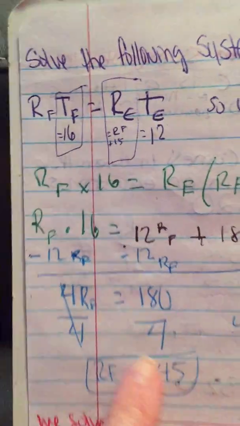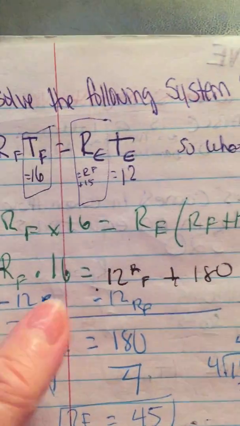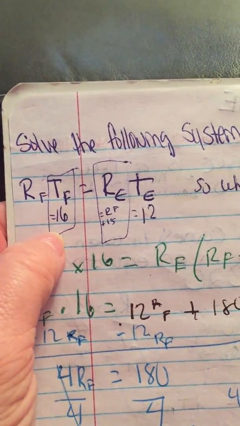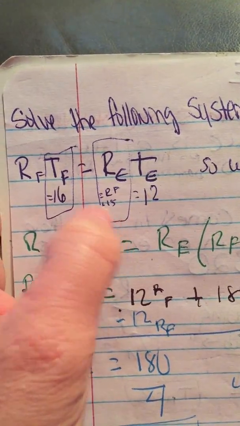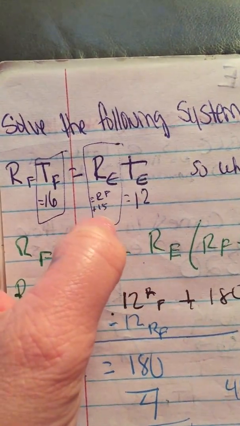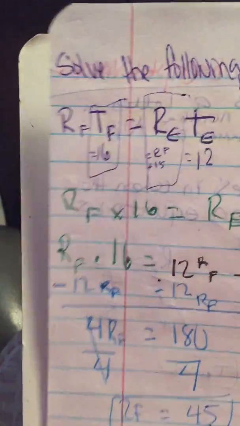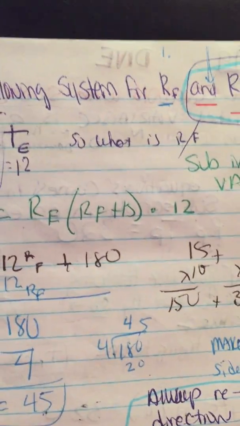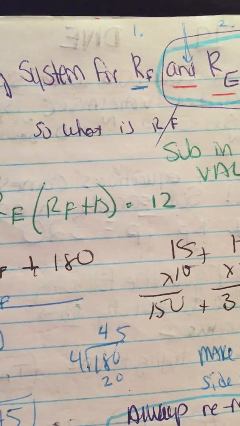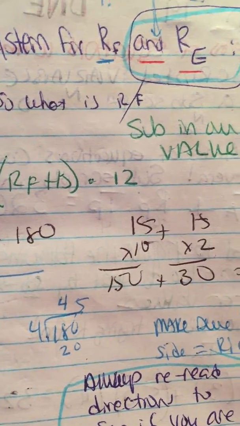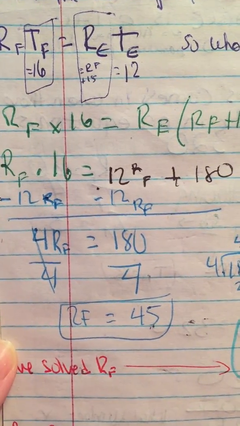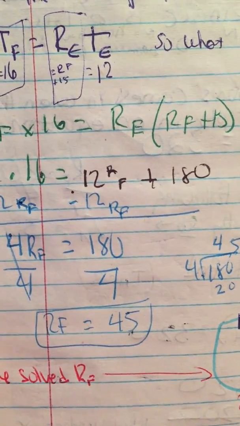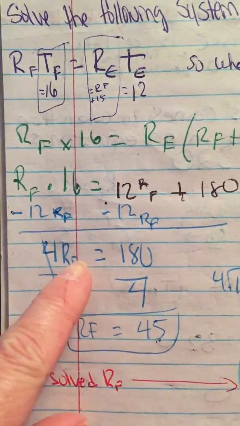We're going to substitute in our known values for these letters. 16 and 12 are our known values. RE is the same as RF, but plus 15. So RF times 16 equals RE times 12, which is RF plus 15 times 12. So 16 RF equals 12 RF plus 180.